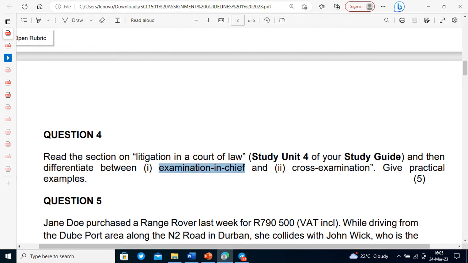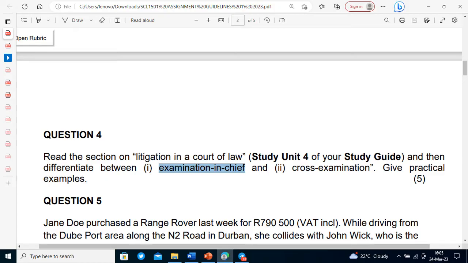Question 4: read the section on litigation in a court of law, study unit 4 of your study guide, and then differentiate between examination in chief and cross-examination.